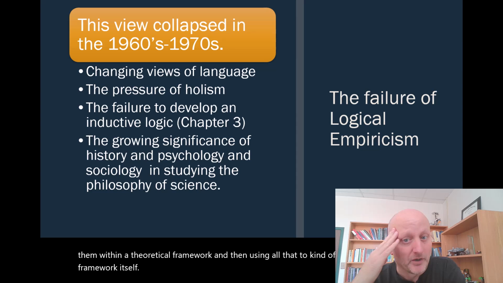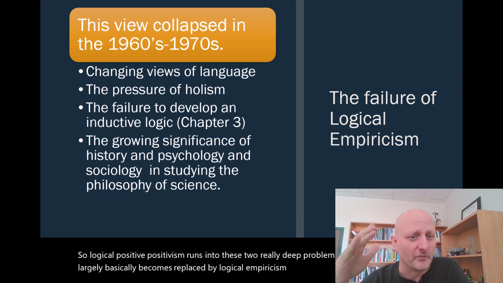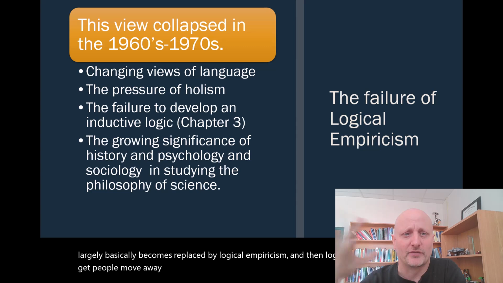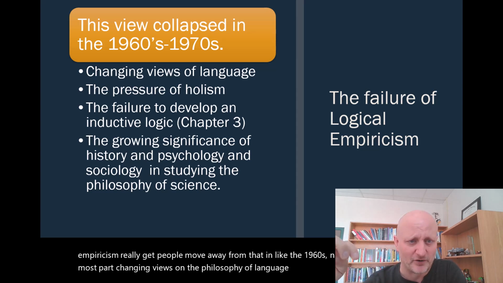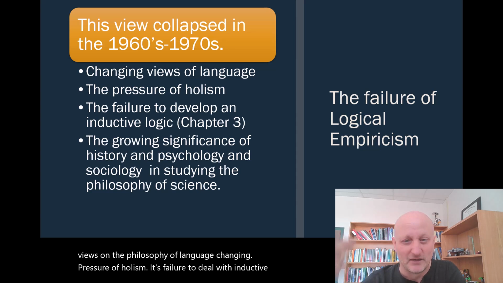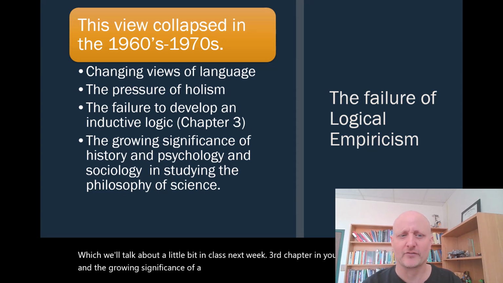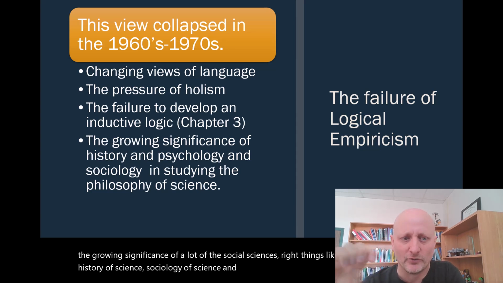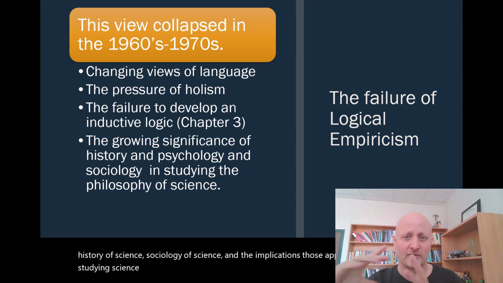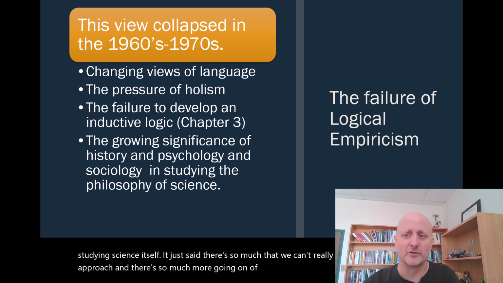So logical positivism runs into these two really deep problems, is eventually abandoned, and largely becomes replaced by logical empiricism. And then logical empiricism, people move away from that in the 1960s, 1970s for the most part, because of changing views on the philosophy of language, the changing pressure of holism, its failure to deal with inductive logics, which we'll talk about a little bit in class next week. Third chapter in your text goes into that. And then the growing significance of a lot of the social sciences, right? Things like psychology, the history of science, sociology of science, and the implications those approaches had for studying science itself. It just said there's so much that we can't really do by adopting this approach, and there's so much more going on with science that's just left off the table here.